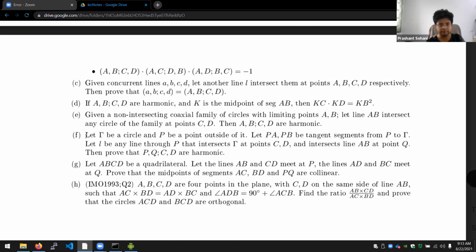So, question F. I think for this question, maybe you need the definition of harmonic. Let me just draw the diagram.